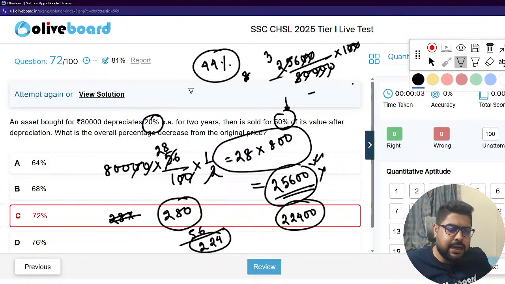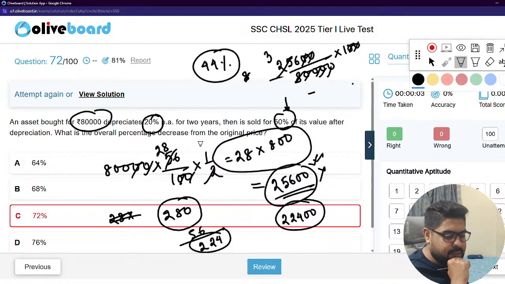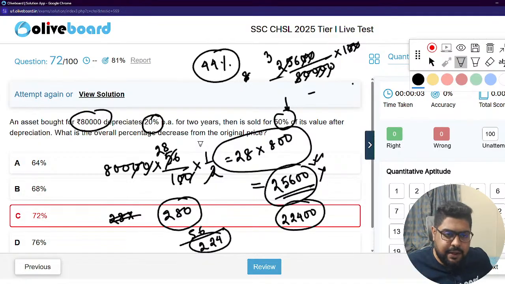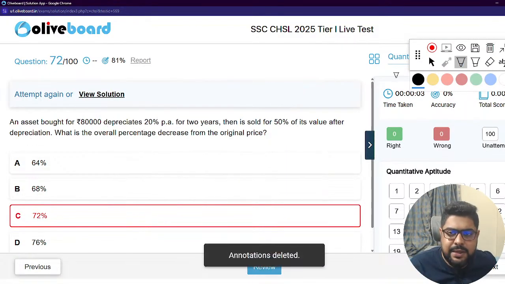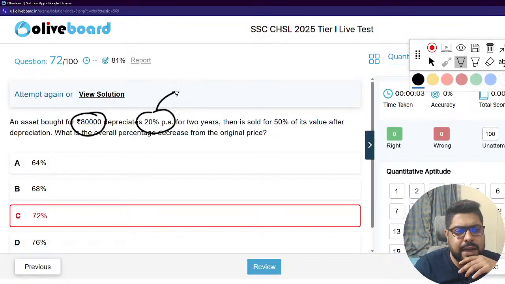Yes Reena, that is exactly it, you see my base is 80,000 only. Yes, reduced from 80k. But the value is after depreciation. You see, sir, 80,000, 20% per annum. So total, sir, how much reduction? 44% reduction. That is 20.